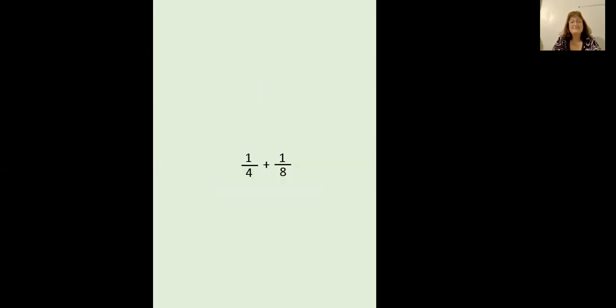Let's try another one. 4 times 1 is 4. 8 times 1 is 8. 4 times 2 is 8. And there we go. 8 is our lowest common denominator. 4 goes into 8 2 times. 2 times the numerator 1 is 2. 8 goes into 8 one time. 1 times the numerator 1 is 1. Now we add the numerators. 2 plus 1 is 3, and that goes over our common denominator of 8.